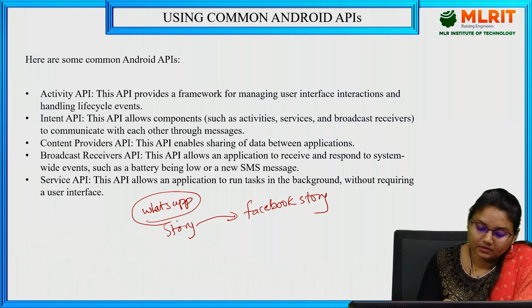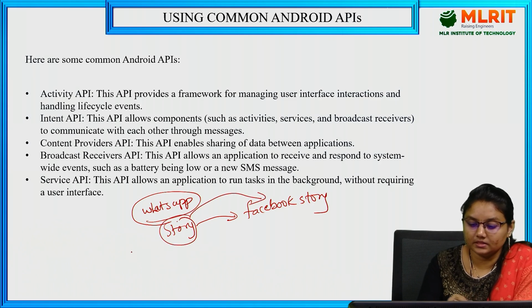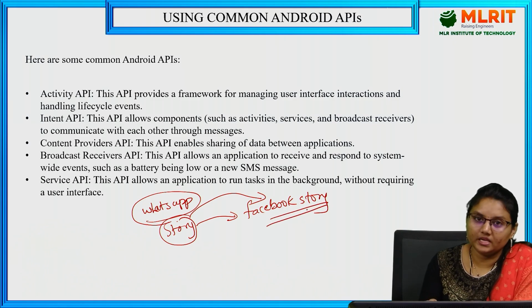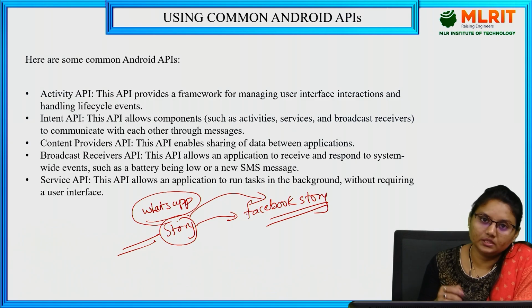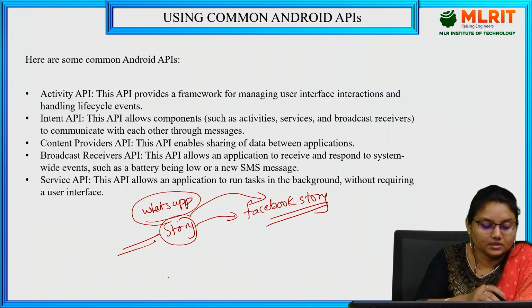This is an intent where the story is affected in a single click. It is also affecting Facebook. This is an external application. This is one application. Application to application you can affect, or within the application also you can affect. So that's the intent API.